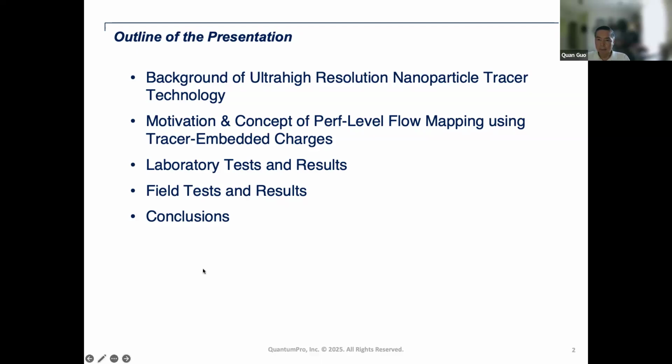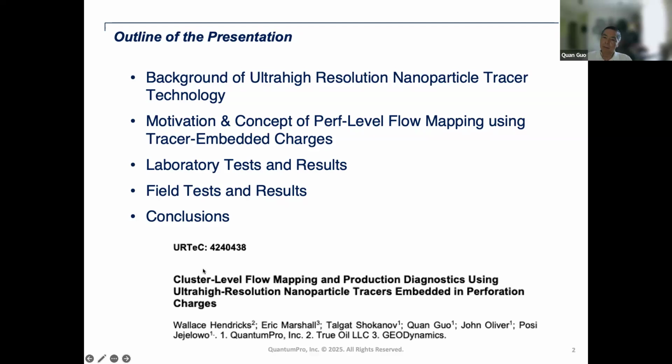As I said earlier, this presentation is really based on a recent paper shown here. So I'd like to thank my co-authors, particularly Wallace, Hendrick, and True Oil. They trusted us early on and provided the opportunities to test this technology in their wells. Because as you know, a technology like this, if we don't put it into a well, it is just a concept. So we are really very appreciative.